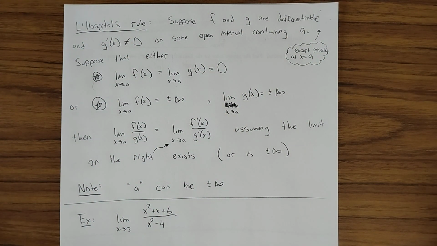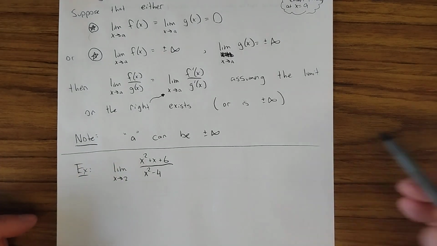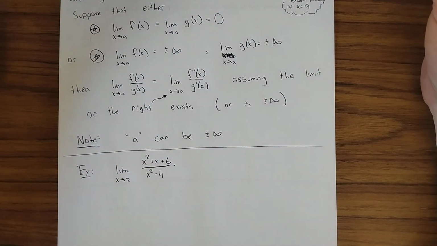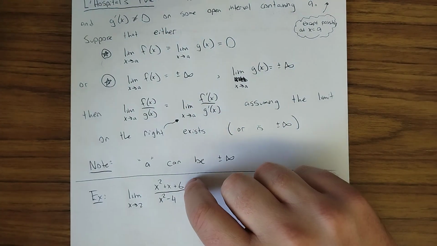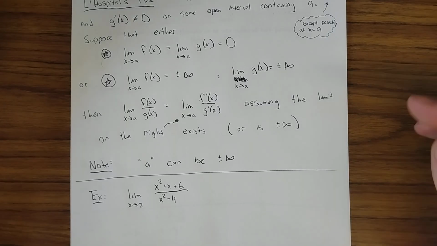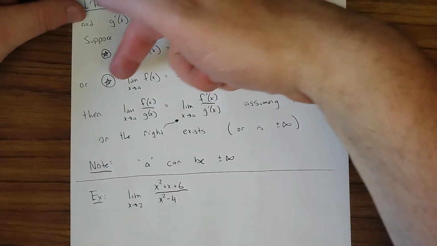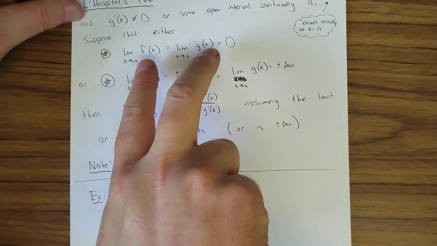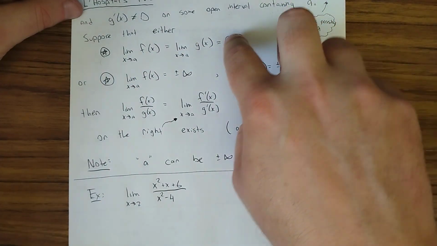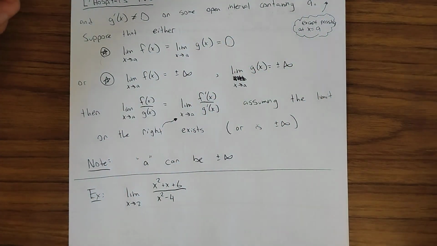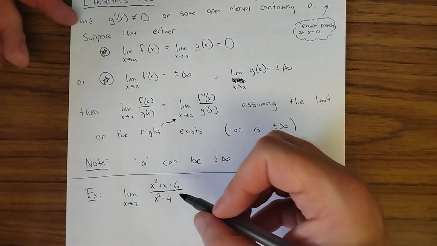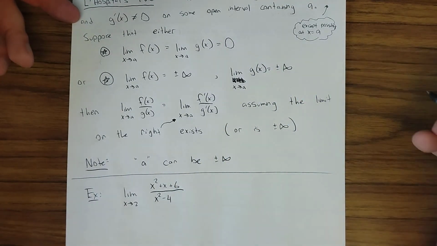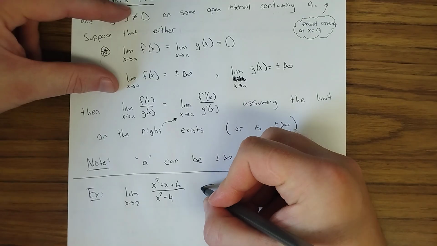Okay, so how do we use this? Let's do the same example again, but let's use L'Hopital's rule. First of all, I need to make sure that when I'm looking at this fraction, I'm in one of these two cases. Either f of x and g of x are both going to 0, or they're both going to plus or minus infinity. This is the same example we just did, and we already know that the top and bottom are both going to 0.